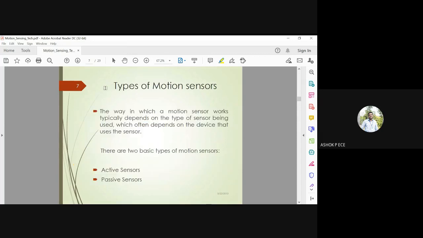Now, what types of motion sensor are there? The way in which a motion sensor works typically depends on the type of sensor being used, which depends on the device that uses the sensor. So two things are there: what sensor is being used and how the sensor is being interfaced with the device. There are two types of motion sensors. The first one is active, and the next one is passive.